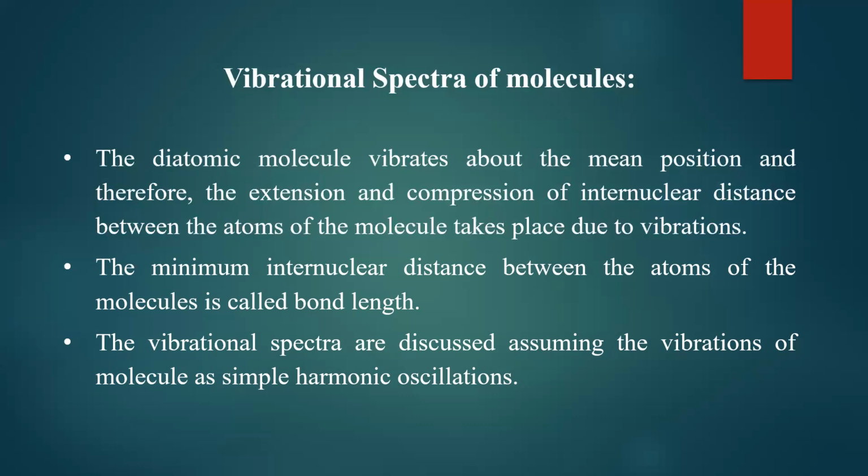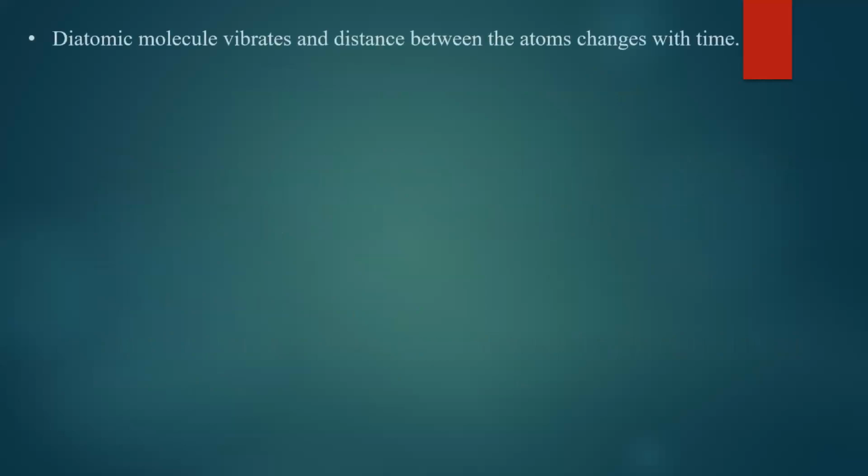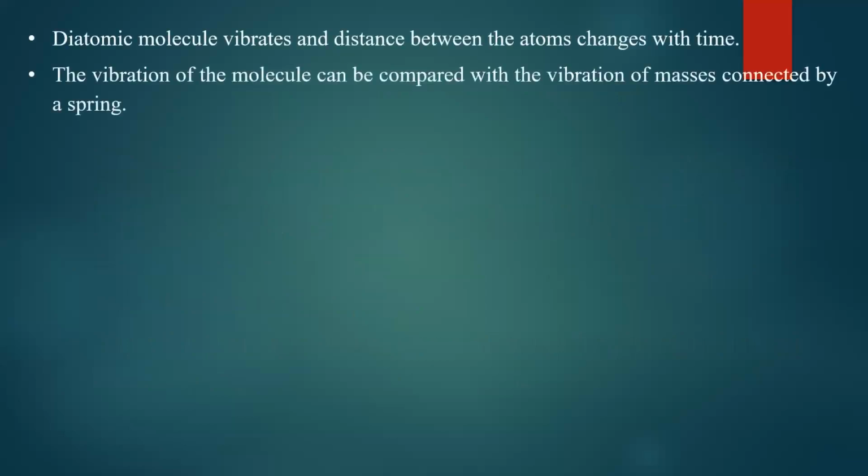If you go for higher studies, you will discuss anharmonic oscillations as well. But in this particular semester, we'll consider only the simple harmonic oscillations of the diatomic molecule. So let us take the vibration of the diatomic molecule, where the distance between the atoms is going to change with time. Because of the vibration, the atoms are going to change their position with respect to the mean position. The vibration of the molecule can be compared with the vibration of masses connected by a spring.